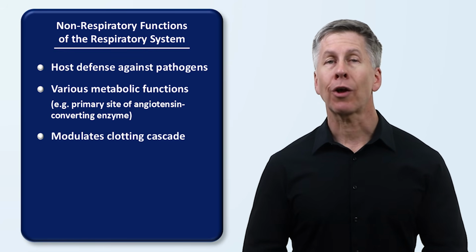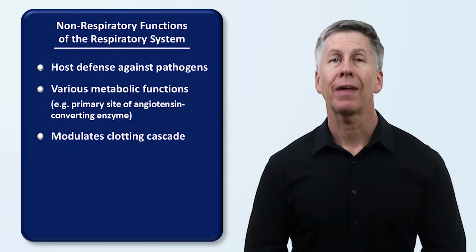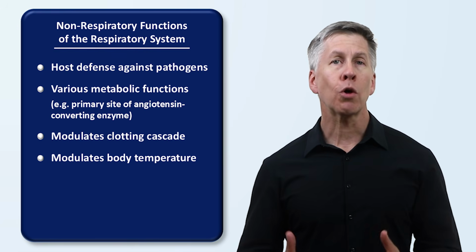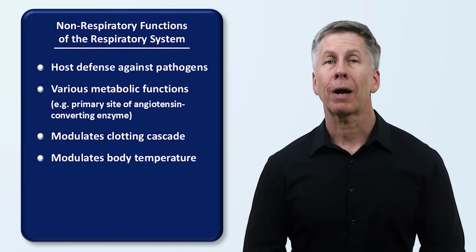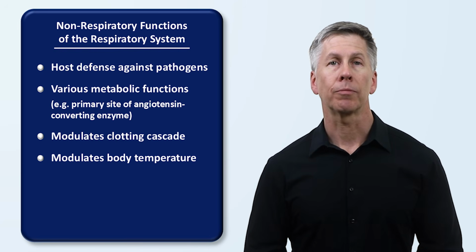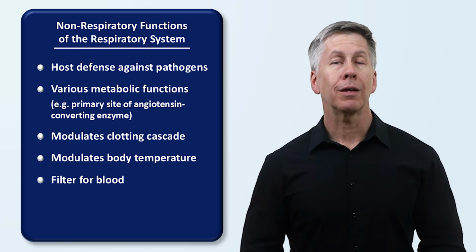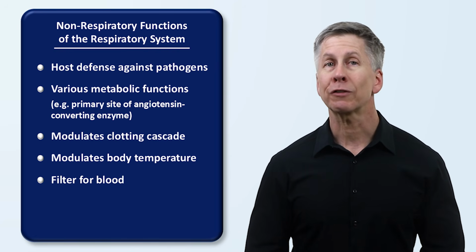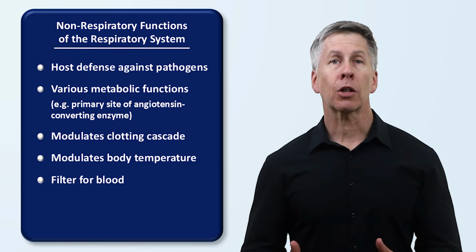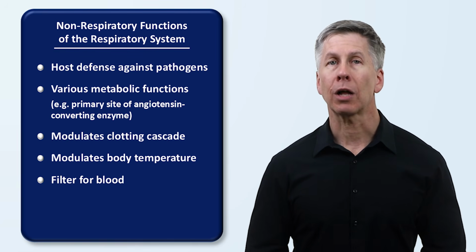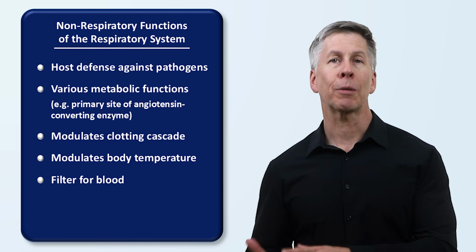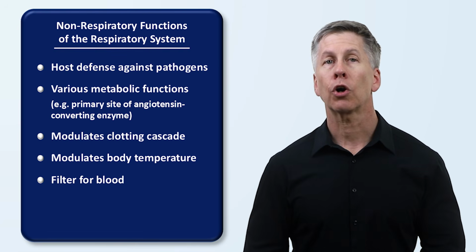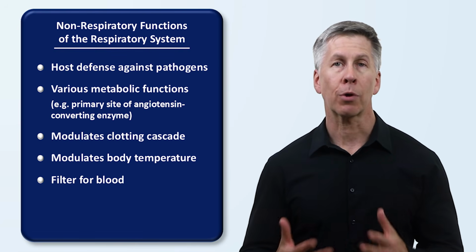The lungs modulate the clotting cascade, producing procoagulant, anticoagulant, and fibrinolytic compounds. The lungs play a small role in the modulation of body temperature by releasing excess heat in expired air. The pulmonary capillary bed, a network of billions of microscopic blood vessels, serves as a physical filter for blood. This prevents blood clots and small bubbles of air called air emboli from moving from the venous side of the systemic circulation to the relatively more dangerous arterial side, where they could cause a stroke among other life-threatening problems.